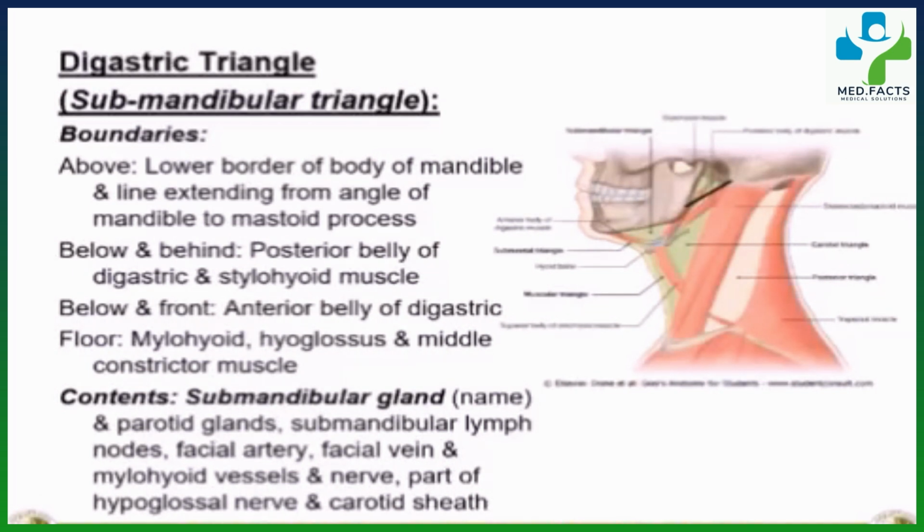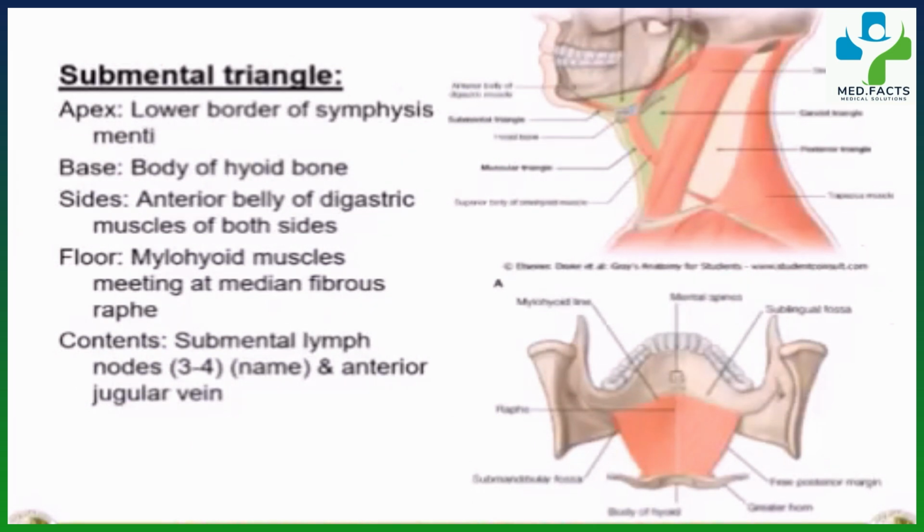Along with this, there are also structures like the mylohyoid vessels, nerve, part of the hypoglossal nerve and the carotid sheath. All this can also be traced here. Coming to the last triangle in this anterior triangle, that is the submental triangle.